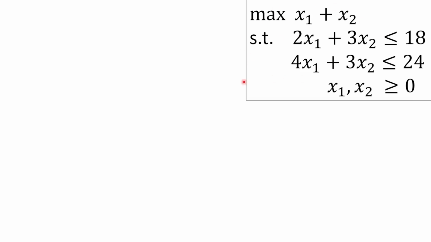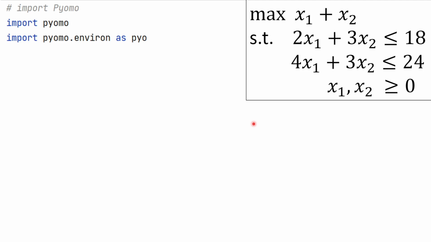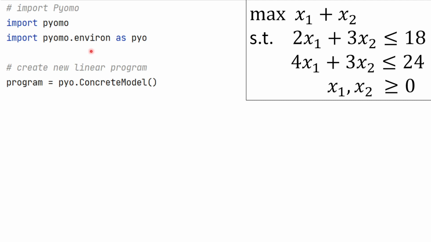So this is our linear program that we want to code now. The first thing is, like in many Python programs, we import something. In this case, we import Pyomo and import Pyomo environment so that we can use it in our program. Secondly, we create a new linear program with this line here. So program is our linear program. Please don't worry about ConcreteModel. There are also other models in the Pyomo framework, but let's just go with this being our linear program.